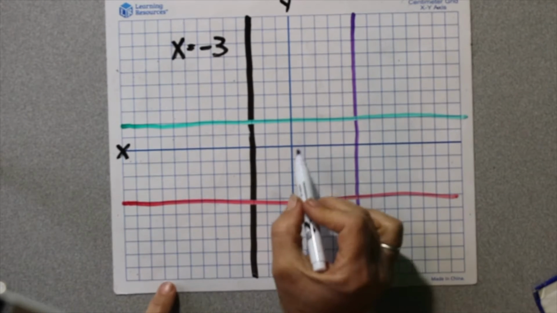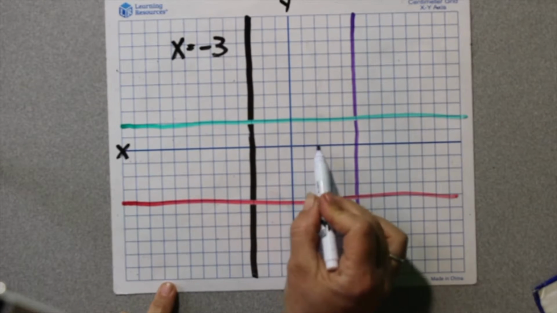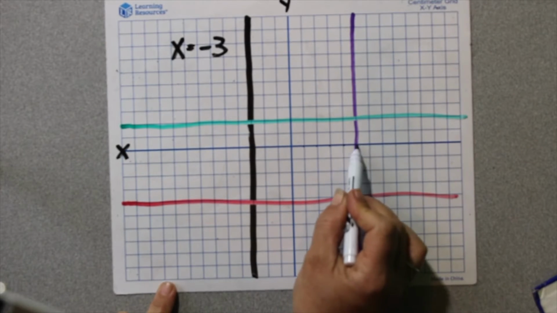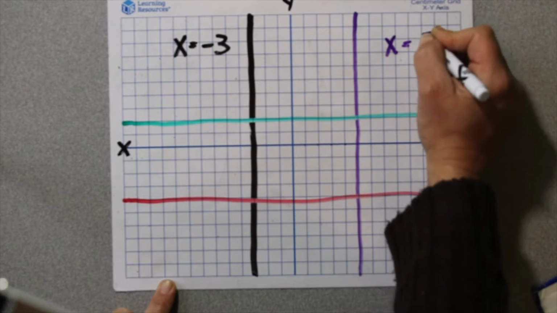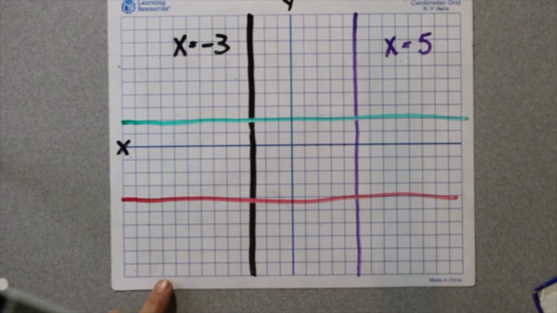Alright, so for our other one, our purple one, it's on B. This one we moved on our x-axis. We moved 1, 2, 3, 4, 5. So this is going to be called x equals 5. Okay, let's try our horizontal lines.